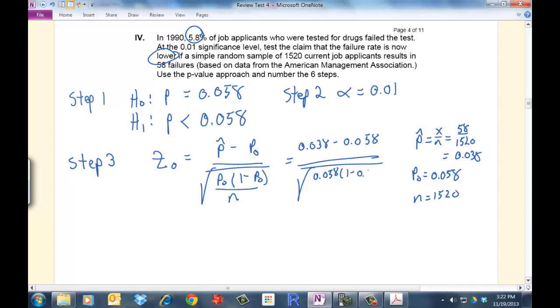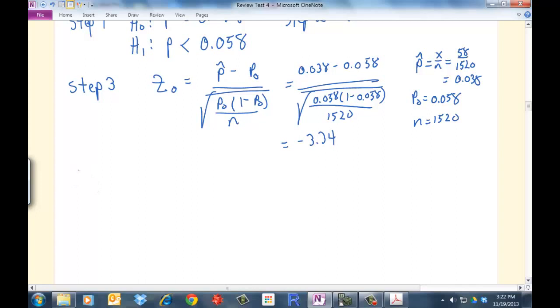One minus... and we get minus 3.34. Step 4, and remember, this is where we deviate. We want to stick with the p-value approach on this question.